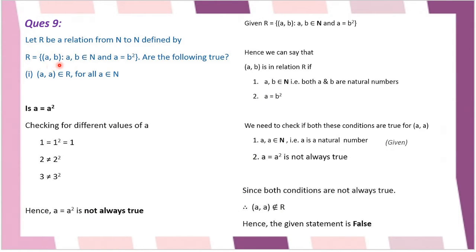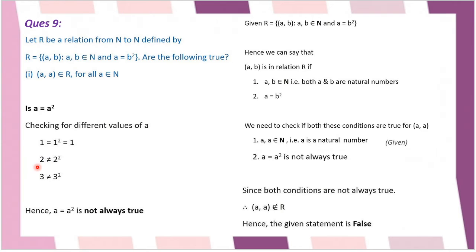Here the relation is given as ordered pair (a, b) where both a and b belong to natural numbers and a is equal to b square. Are the following true? First part is given as (a, a) belongs to R for all a belonging to natural numbers. Means we have to check this relation a is equal to b square for the same number, means (a, a), same number. So let's check by taking few natural numbers. If I take 1, so 1 is equal to 1 square, yes it is true.